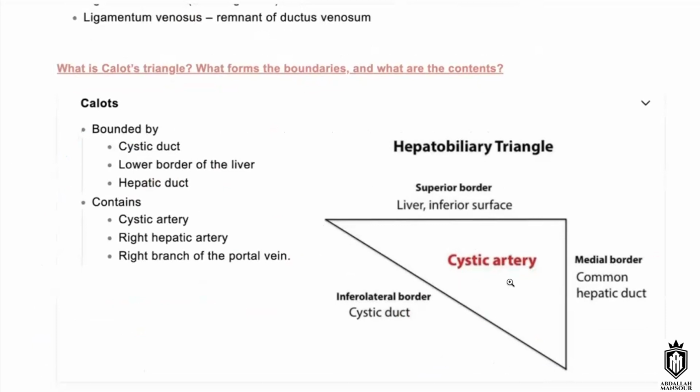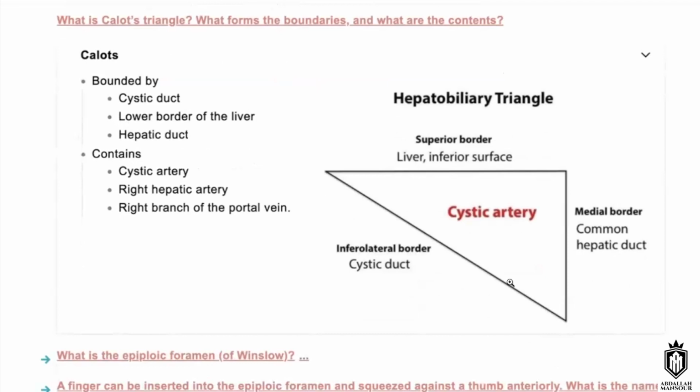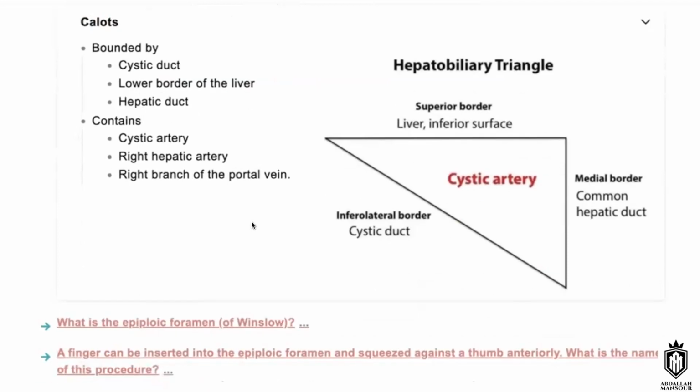And the clinical significance of that. Do you know the clinical significance? When performing a cholecystectomy, to avoid injury to the cystic artery and portal vein. Amazing, yeah. So you want to identify this triangle before resecting anything to make sure that you don't injure the hepatic artery or the cystic artery.